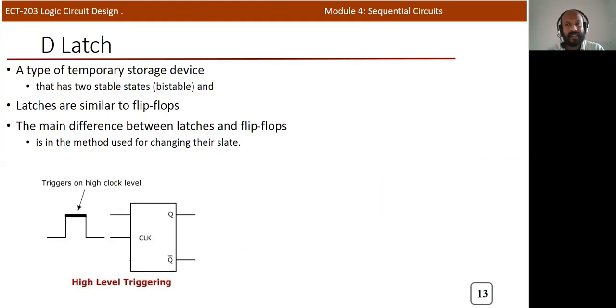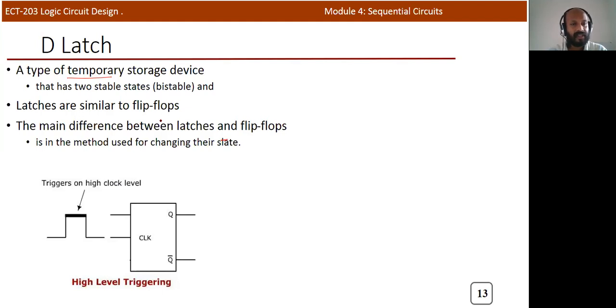So now we'll discuss a D-latch and what the difference is between a flip-flop and a latch. It's again similar to the flip-flop. The operations are similar to the D flip-flop. The truth table and everything is the same. It has two stable states, and it can also be considered a temporary storage device. But the main difference between latches and flip-flops is how the states are changing.